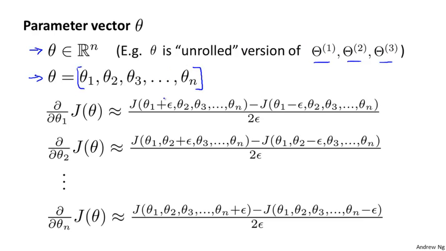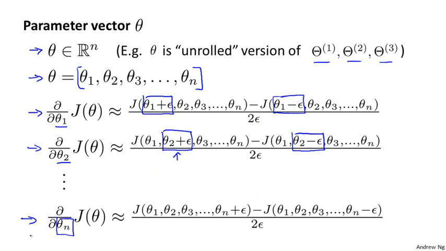We can then use a similar idea to approximate all the partial derivative terms. Concretely, the partial derivative of a cost function with respect to the first parameter, theta 1, can be obtained by taking J and increasing theta 1. So you have J of theta 1 plus epsilon, minus J of theta 1 minus epsilon, divided by 2 epsilon. The partial derivative with respect to the second parameter, theta 2, is again this thing, except that you take J of, here you're increasing theta 2 by epsilon, and here you're decreasing theta 2 by epsilon, and so on, down to the derivative with respect to theta n, where you increase and decrease theta n by epsilon.